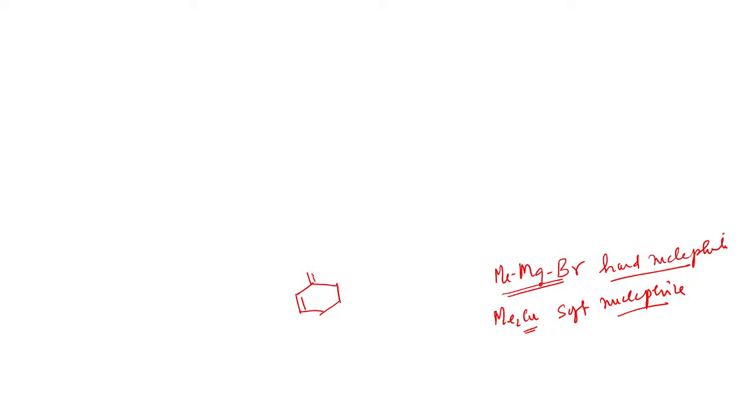now let us take this alpha beta unsaturated ketone. When you react this substrate with the Grignard reagent, it can undergo addition at the carbonyl group. Since this is a hard nucleophile, you will be able to get this as a major compound.